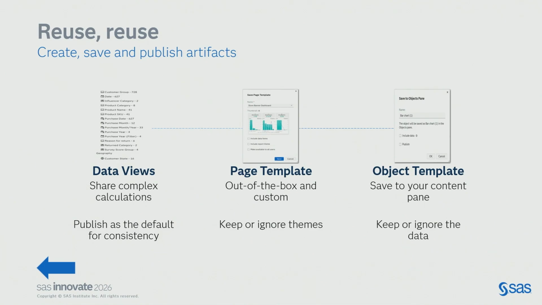And lastly, object templates. So you have that bar chart and you've tuned it, you've set all of the different values, and you have it just right. You can then save it for yourself or publish it for others and put it right there onto the object pane. When you do this, you have the option to keep the data attached to it and reuse that object with all of the roles assigned, or maybe you just want to use that bar chart and assign new data to it. You have both options.